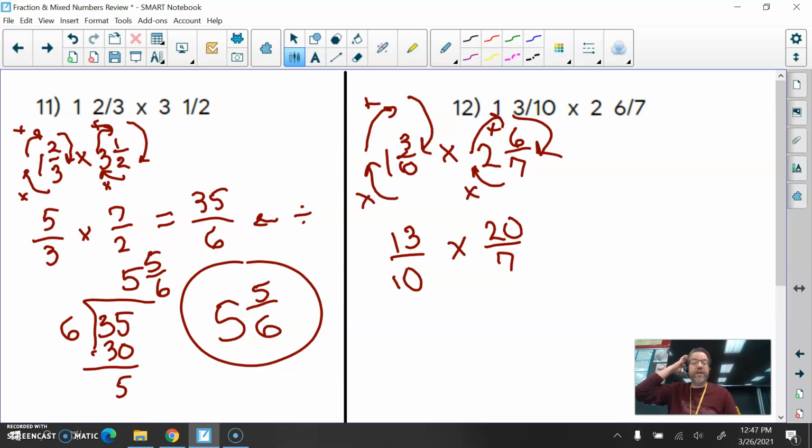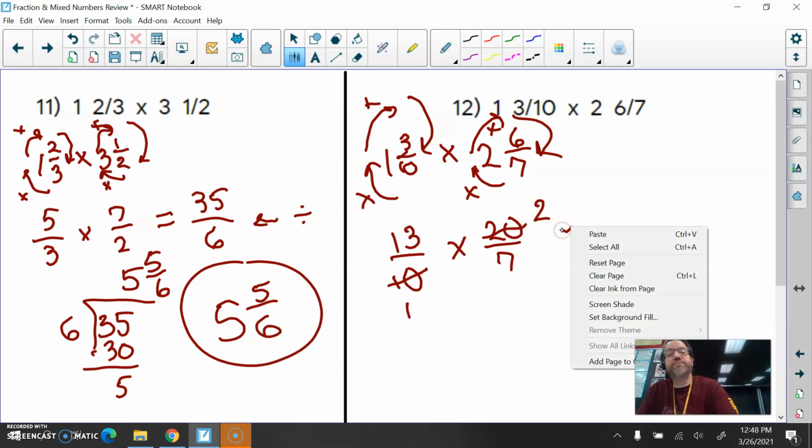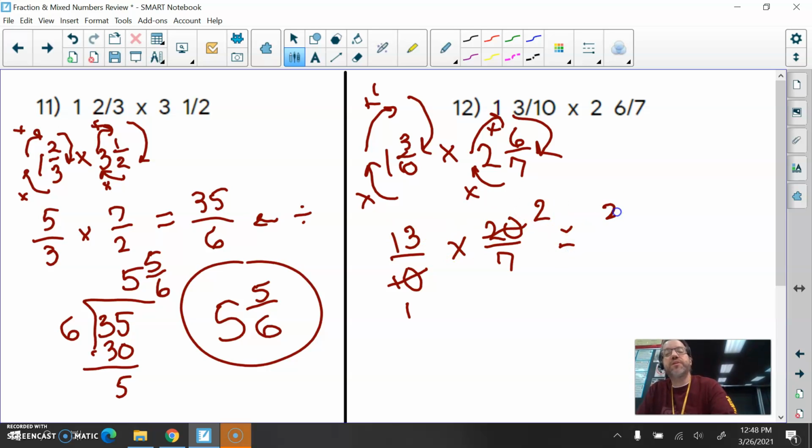This time I can do some simplifying before I multiply these together. The 10 and the 20. So 10 goes into 10 once, it goes into 20 twice. And that's it though, I can't simplify anything else. The 13 and the 7 are both prime, and actually 2 is prime as well. So I'll just multiply. 13 times 2 is 26 over 1 times 7, which is 7.